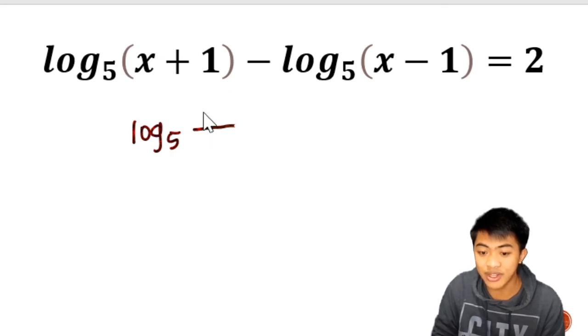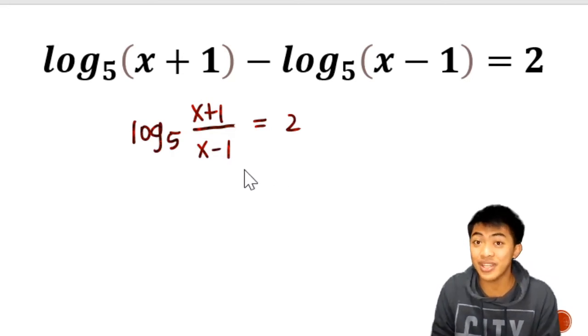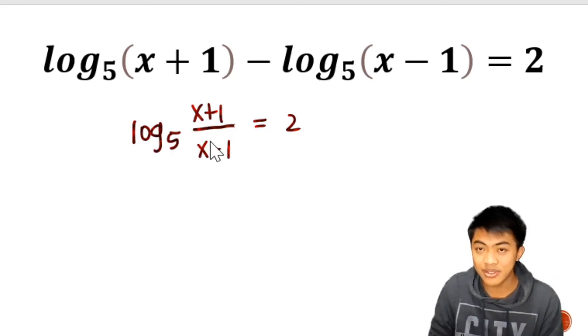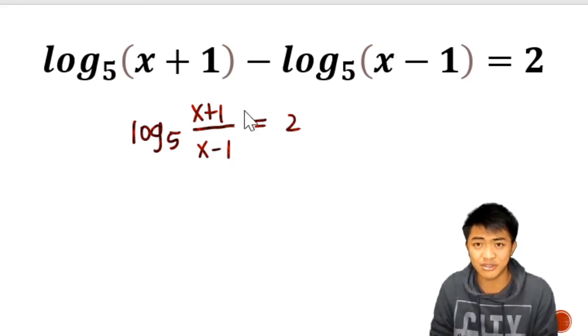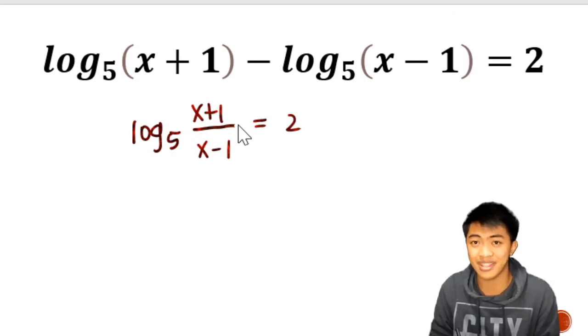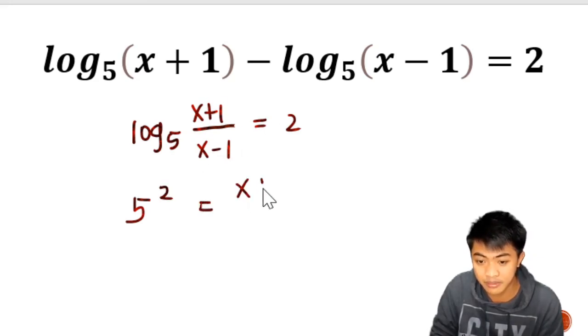Whatever is written first, that will be the dividend. And this one will become the divisor. And we equate it to 2. And now we rewrite it to its exponential form. So do you still remember how to rewrite a logarithmic equation into its exponential form? Well, if you forgot, I will include the link of my video below. So how? We get the base, we raise it to the result, we equate it to the argument.